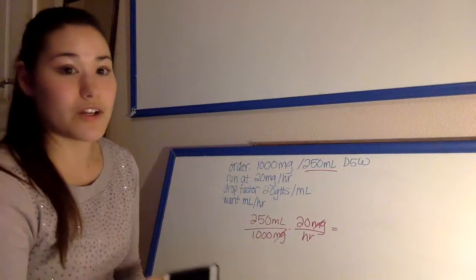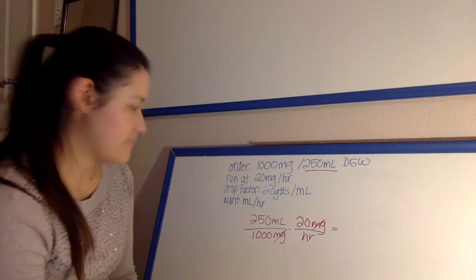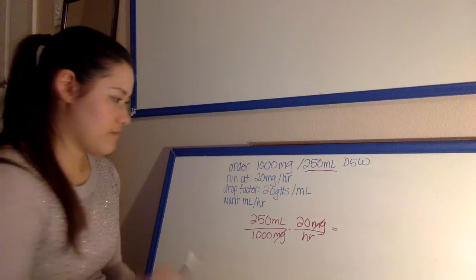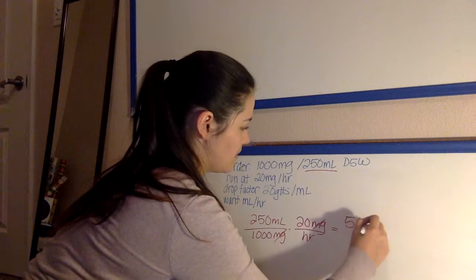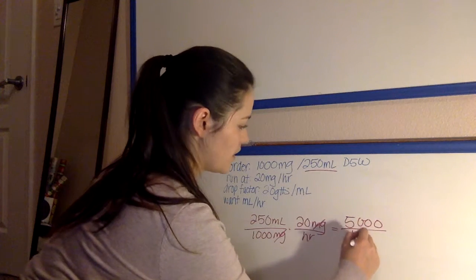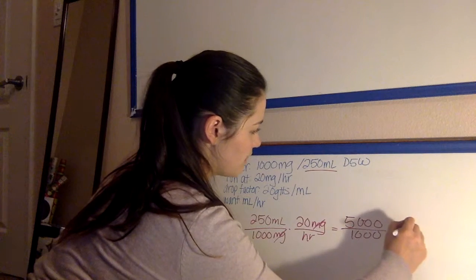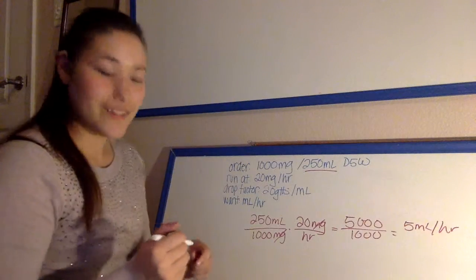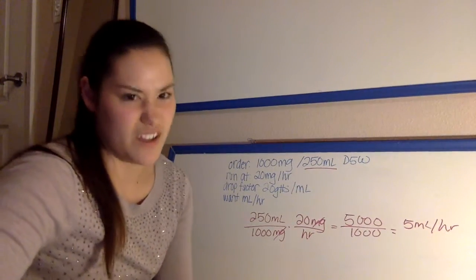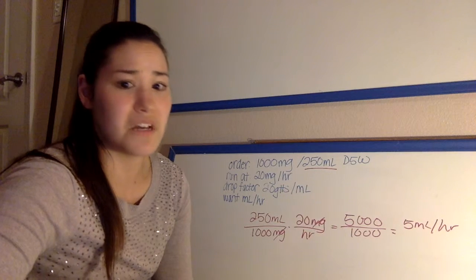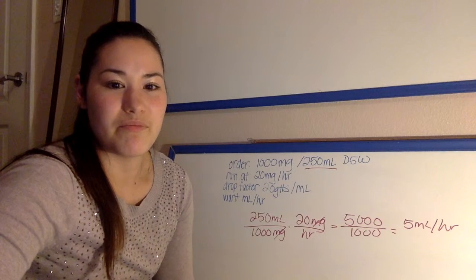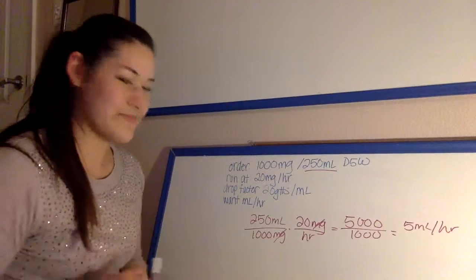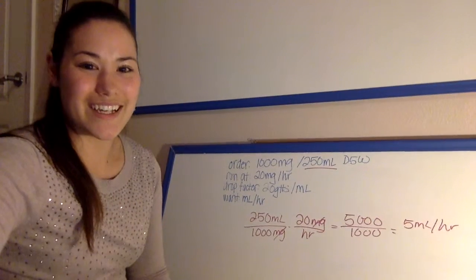Ta-da! Takes a scary question into an easy one. So we take our 250, multiply it by 20, equals 5,000 over 1,000 equals 5 milliliters per hour. Look at that. So cool. That's a really slow infusion rate, just to let you know, but that's what they want. So that's what we're going to give them. Okay? Easy peasy. Lemon squeezy.